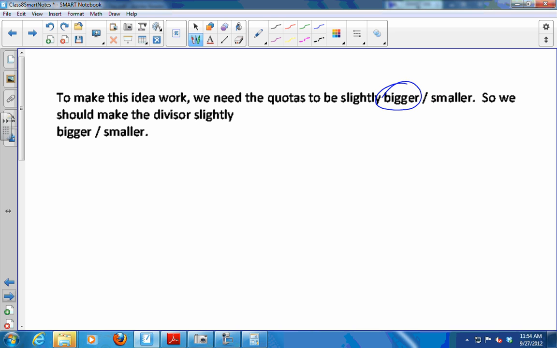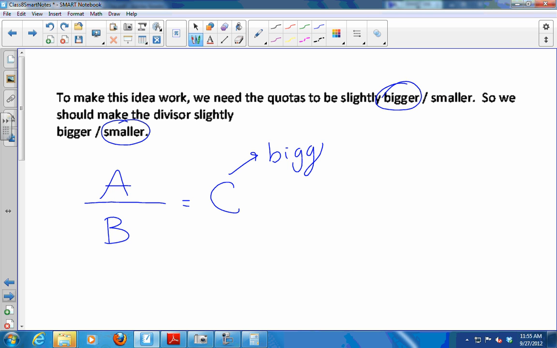So how should I change the divisor? If you want the answer to a division question to be bigger, what are you going to do to the number you're dividing by? Smaller. I have to make the standard divisor, the thing I'm dividing by, smaller. So let me just write it out. If I want C to be bigger, I want the answer to my division question to be bigger, then I have to make this number that's going into it smaller.